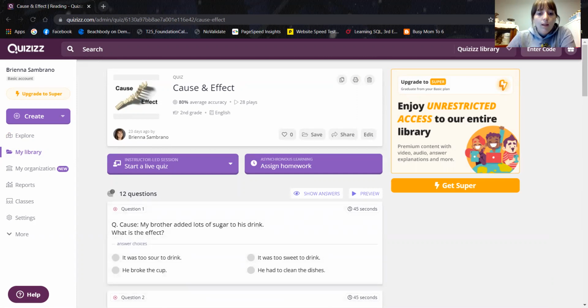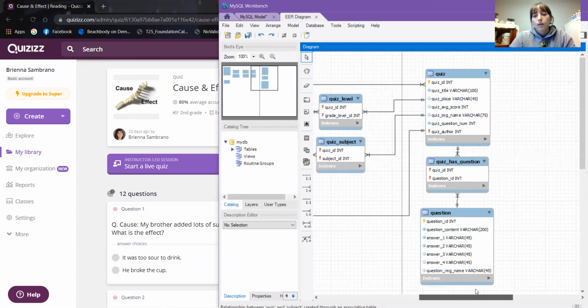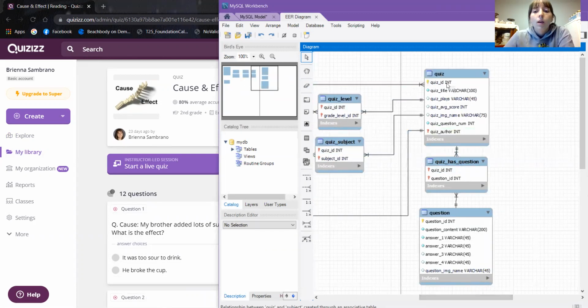So I went ahead in my MySQL Workbench and I created an entity for that and added the attributes. I gave it an ID that would be its primary key. It has to have a title. That's one of the required things, so I made that not null. I gave it 100 for the varchar so it had enough room for a big title.